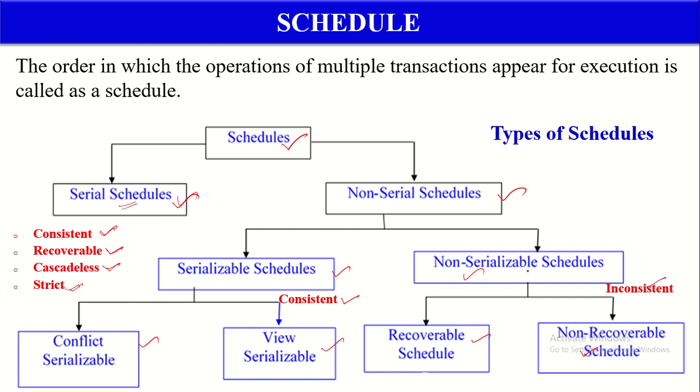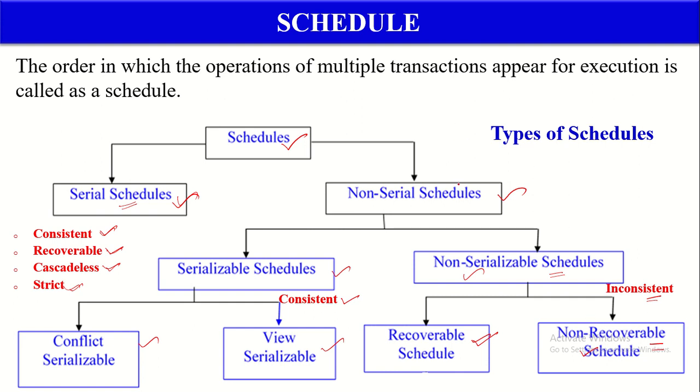Then coming to non-serializable schedule. We know that a non-serial schedule that does not maintain the consistency property of the database is known as a non-serializable schedule. So that type of schedule will not be executed successfully, right? So that type of schedule needs to be rolled back. If it can be rolled back, then that type of schedule is known as recoverable. And if a non-serial schedule that does not maintain the consistency property could not be rolled back, then it is known as a non-recoverable schedule.